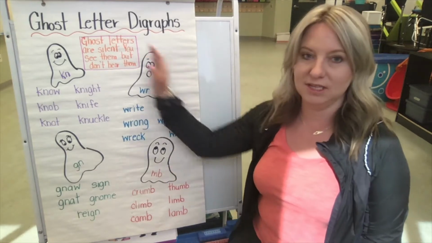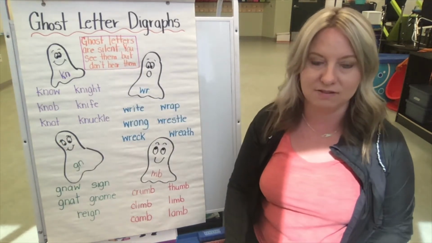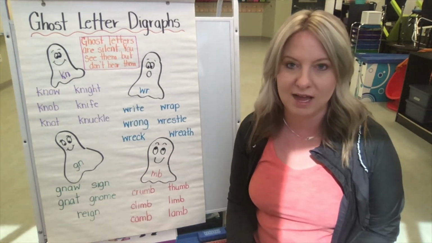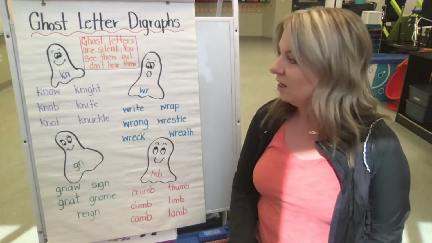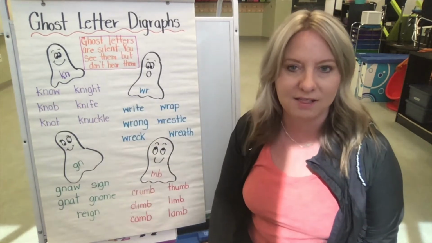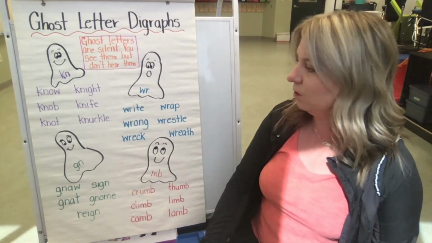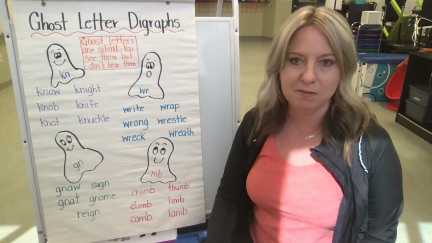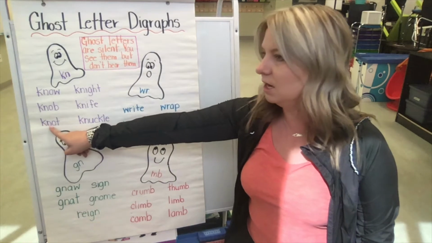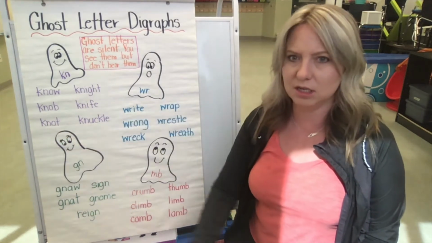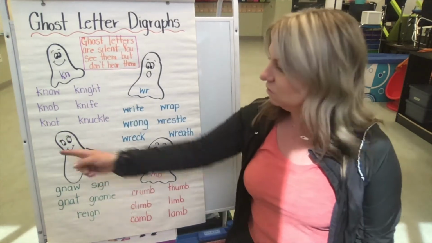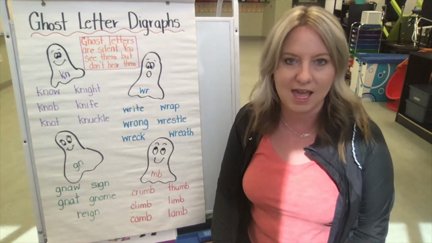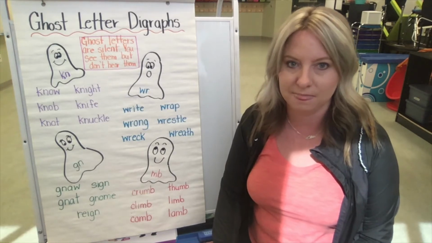So these are only some of our ghost letter digraphs. There are many more, but I just wanted to talk to you about this strategy because when you get to a word and you see a K at the very beginning, if you saw the word not and you needed to sound that out, you would probably start by going k-not. Cannot? That doesn't make sense. So you'd need to remember that strategy that when K and N are together, usually the K is silent. It's a ghost letter. Okay?